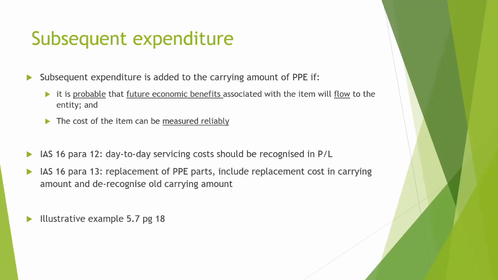So IAS 16 paragraph 12 and paragraph 13 then also give some more insights into subsequent expenditure and types of subsequent expenditure. One type of subsequent expenditure, as mentioned in paragraph 12, are our day-to-day servicing costs. So going back to the fact that we have a vehicle, once we've purchased the vehicle, we will have to service this item from time to time.